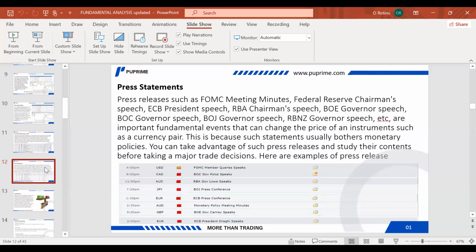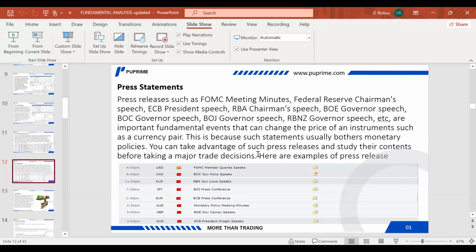Now, another important news event is what we call the press statements. Press releases such as FOMC meeting minutes, Federal Reserve Chairman speech, ECB President speech, and a host of others are important fundamental events that can change the price of an instrument such as a currency pair. This is because such statements usually border on monetary policies, and you can take advantage of such press releases and study their content before taking a major trade decision.